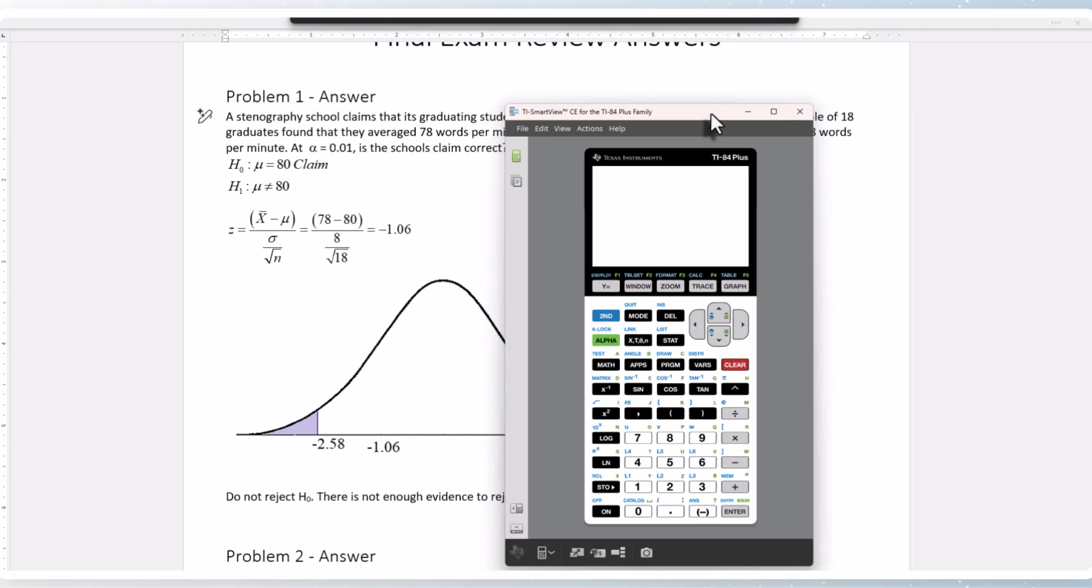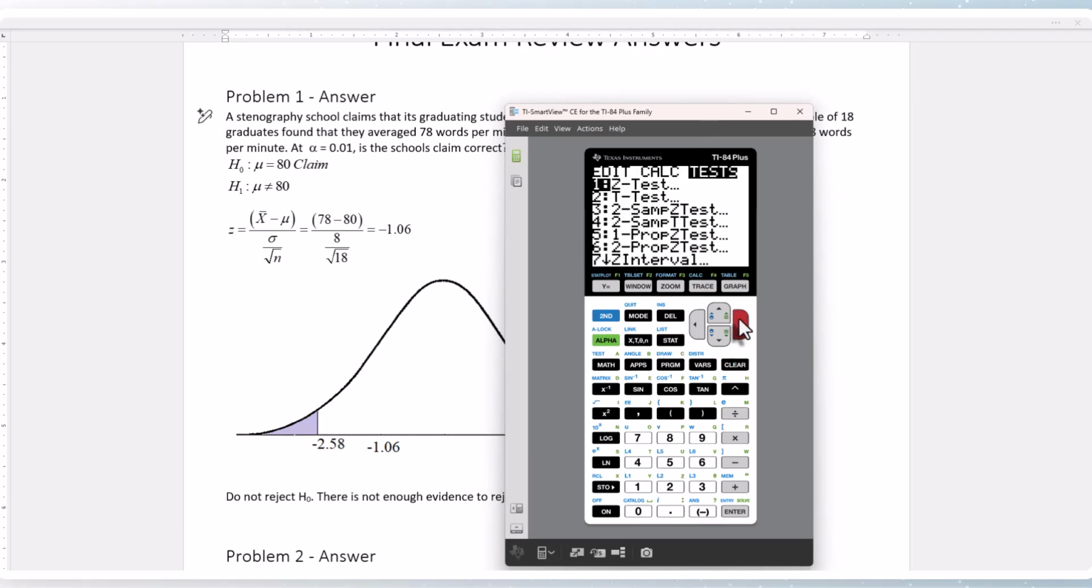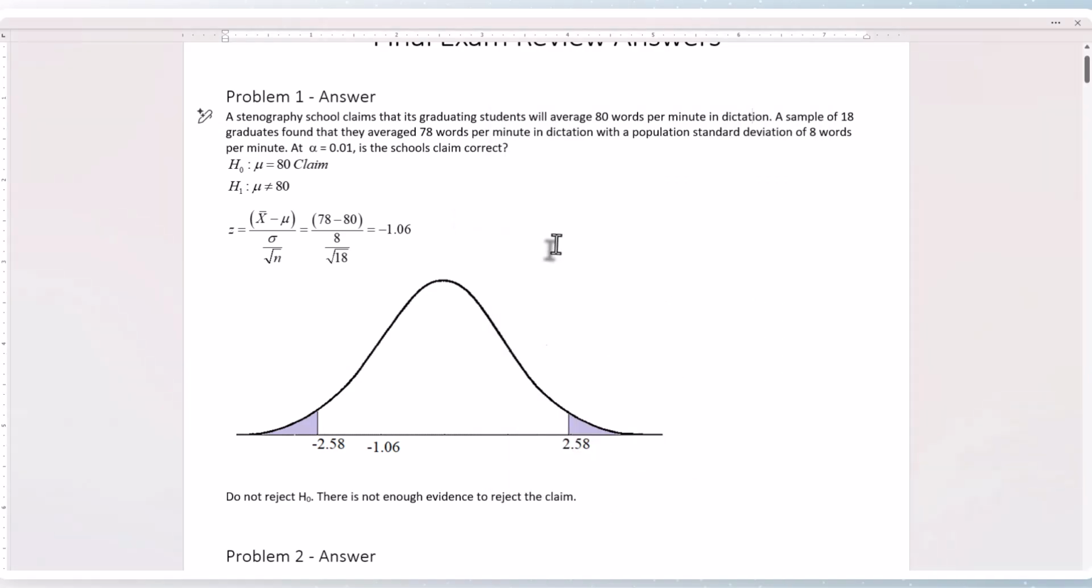Let's verify that with the graphing calculator. We press STAT, go to Test. Option 1 is the z-test. Select Stats. Mu is 80. Sigma is 8. X bar is 78. N is 18. We want not equal to. Select Calculate. We have our test point, negative 1.06.